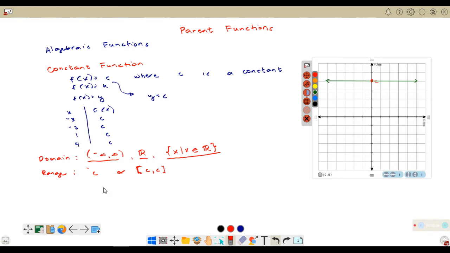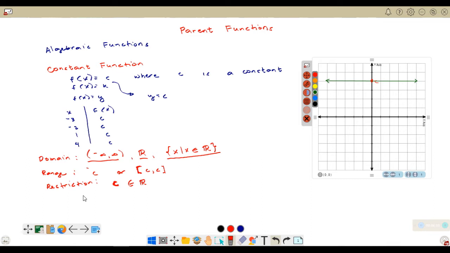Now let's talk about the restrictions. Will there be any restriction? Yes. What is its only restriction? So this is a function as long as C is an element of the set of real numbers. As long as it is a real number, it can be plotted along the y-axis. Then our value for C is valid.